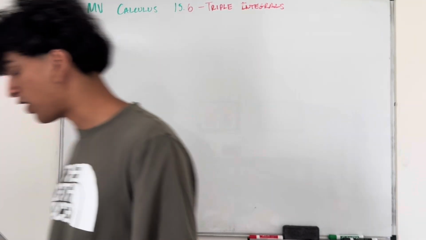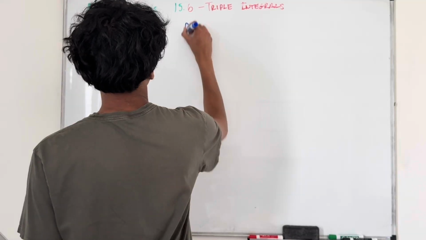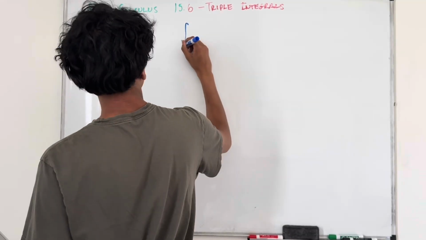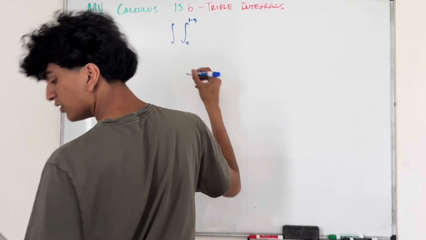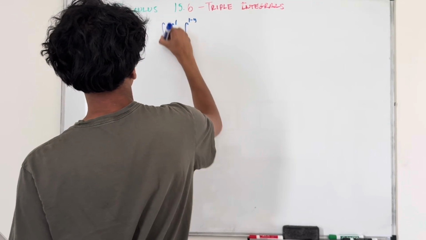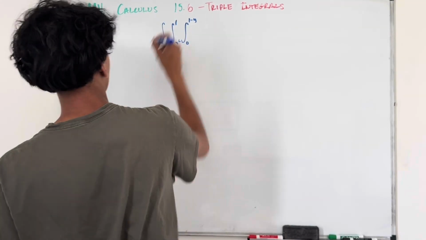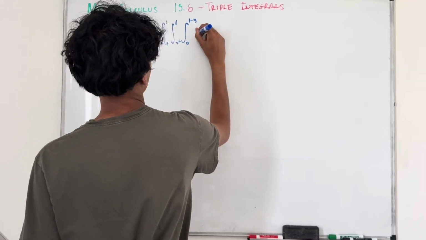Let's consider the following integral. The bounds are going to be from 0 to 1 minus y, integral 1 to x squared, and integral 1 to negative 1, dz dy dx.